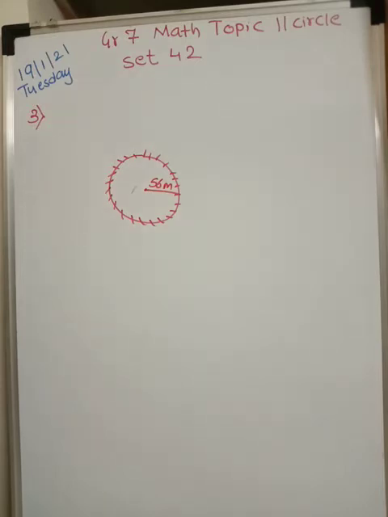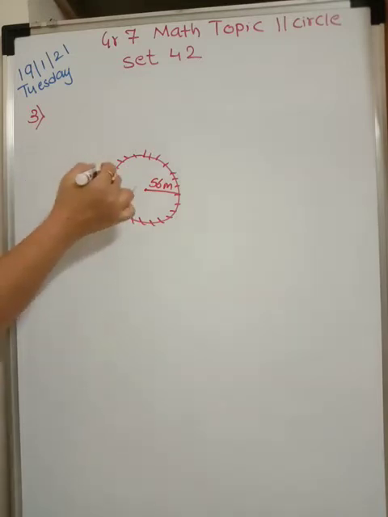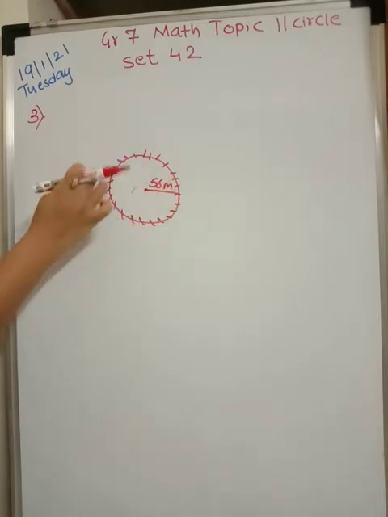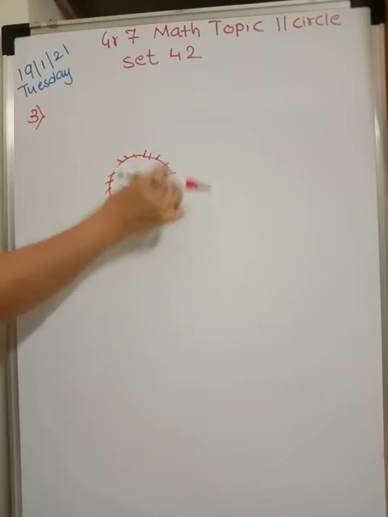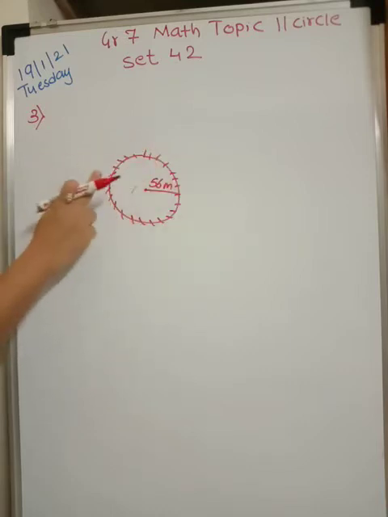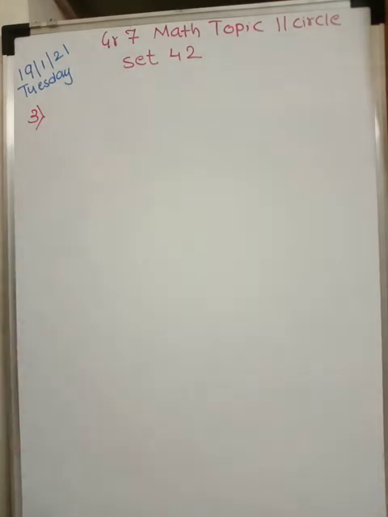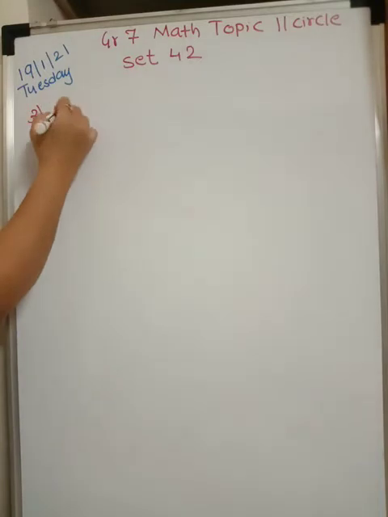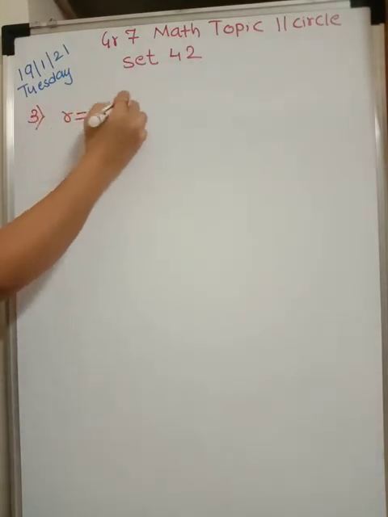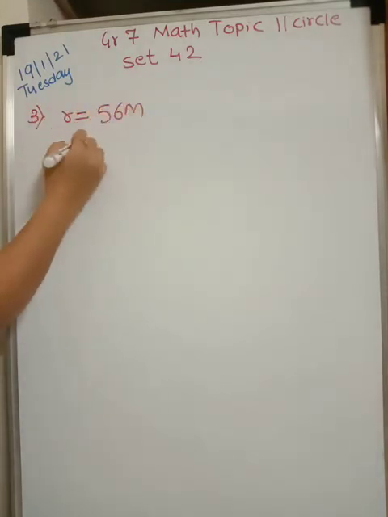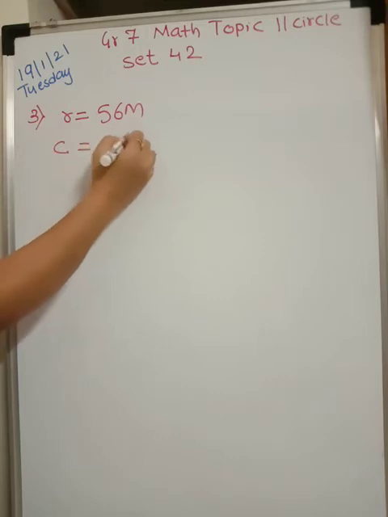Have you understood? The important point to understand here is that the fence of a circular garden is nothing but its circumference. If you are using wire to put a fence, then the length of wire required will be the same as the circumference of the circle. Okay, once this is clear, it will be easy for you to proceed further. So you have radius equal to 56 meters. First let us calculate the circumference. It is 2 pi r.